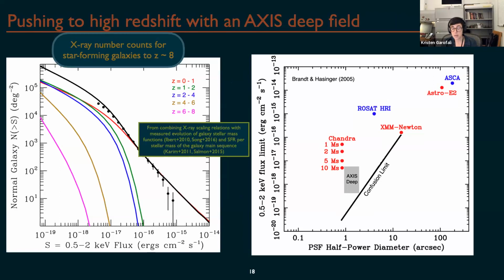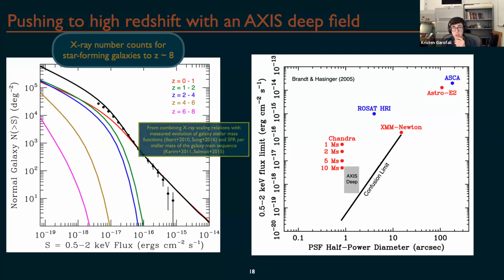And so if we take the scaling relations that I've already talked about throughout the talk, and we convolve them with the measured evolution of galaxy stellar mass and star formation rate per stellar mass of the galaxy main sequence, we can get predictions for X-ray number counts for star-forming galaxies out to redshift 8. So on the right, I'm just showing these predictions in a number of redshift bins.